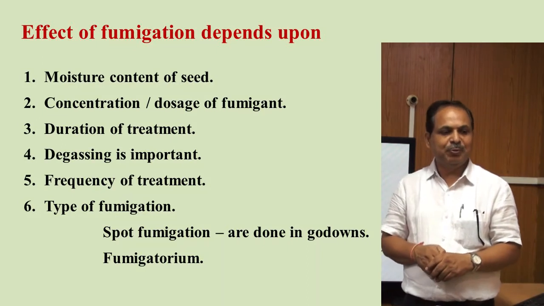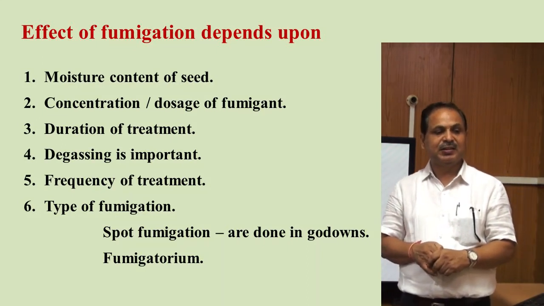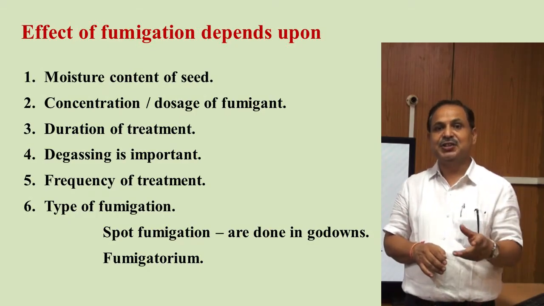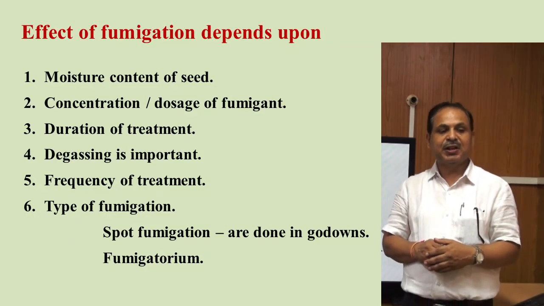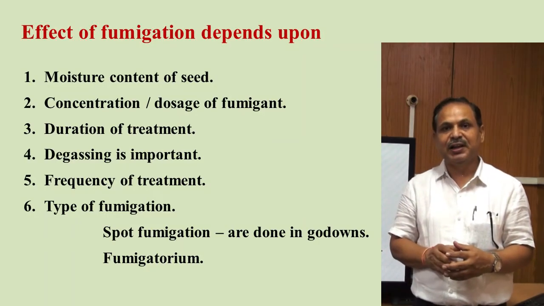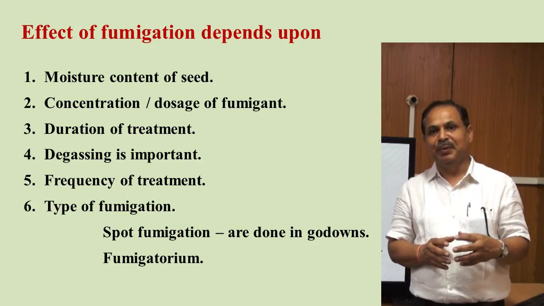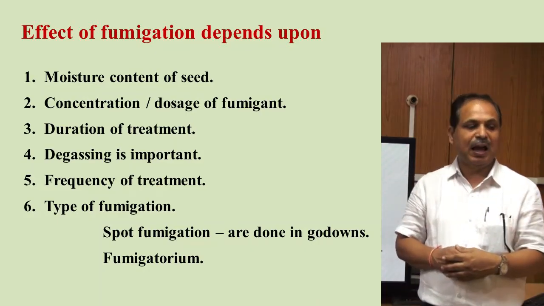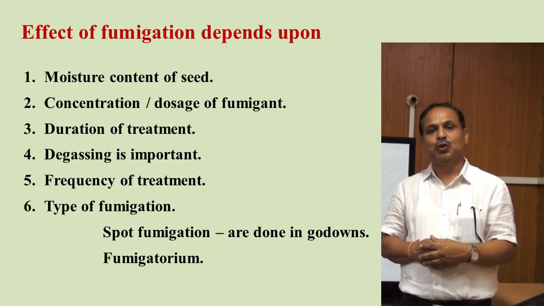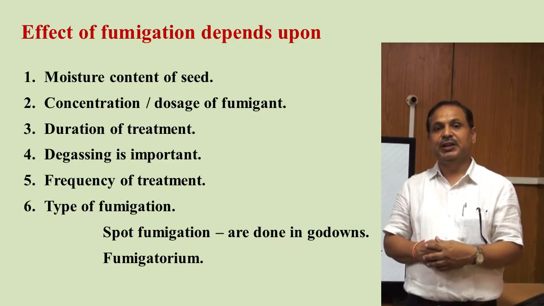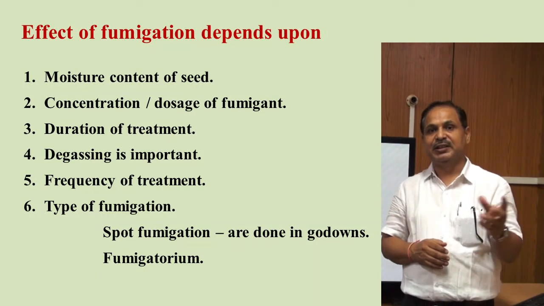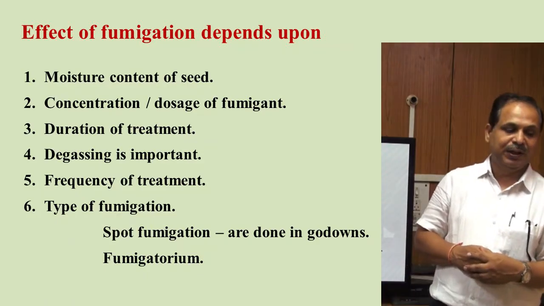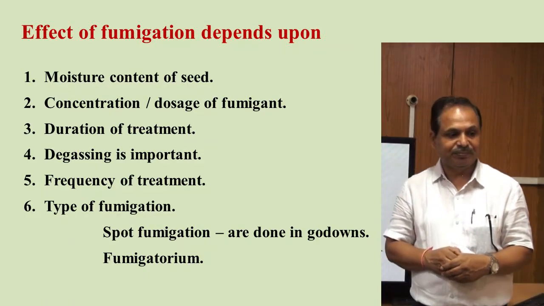The effects of fumigation depend on certain conditions which may affect its efficiency, such as the moisture content of the seeds. If there is high moisture content in the seeds, the fumigation may cause injuries to the seed and damage the embryo. The concentration and dose of fumigants is also very important, because if a higher dose of fumigation is used in the storage, it will be hazardous and dangerous for the seed.